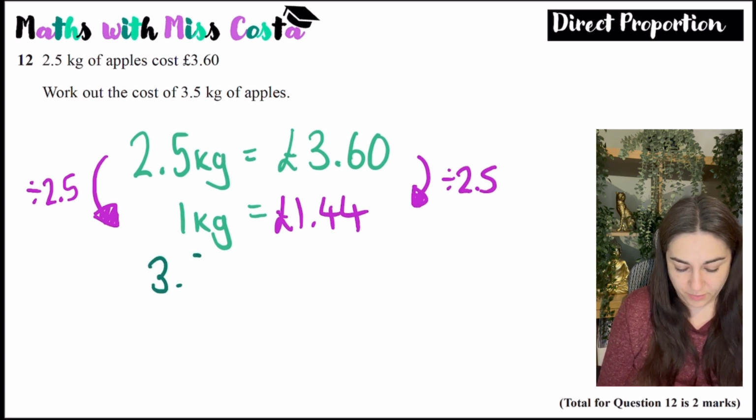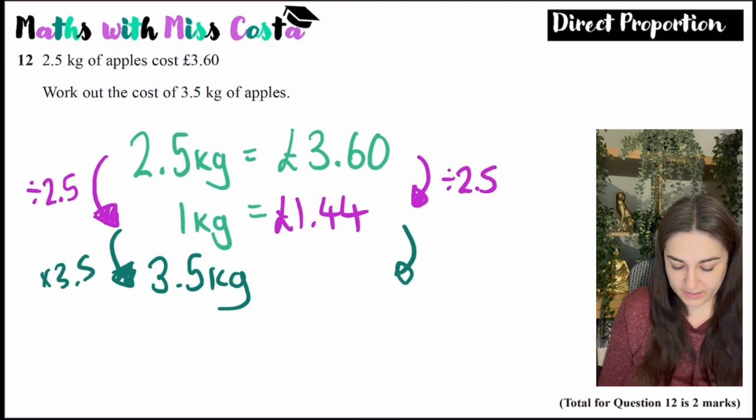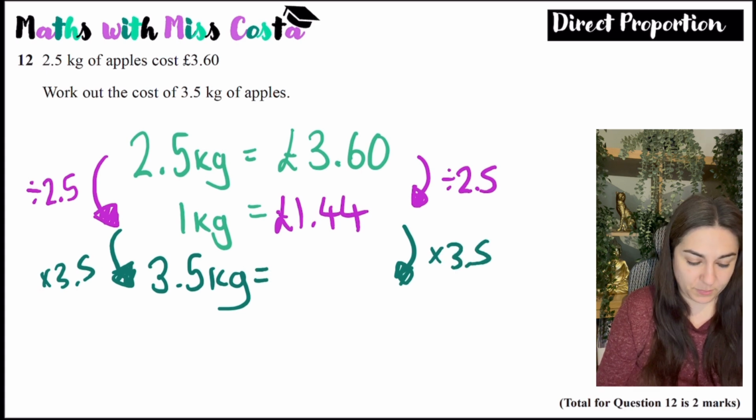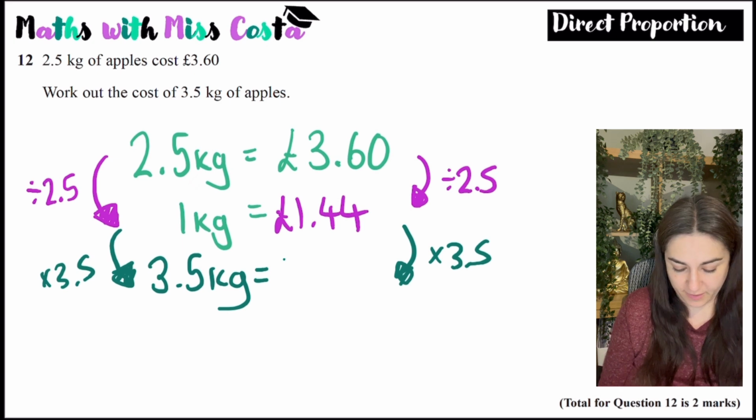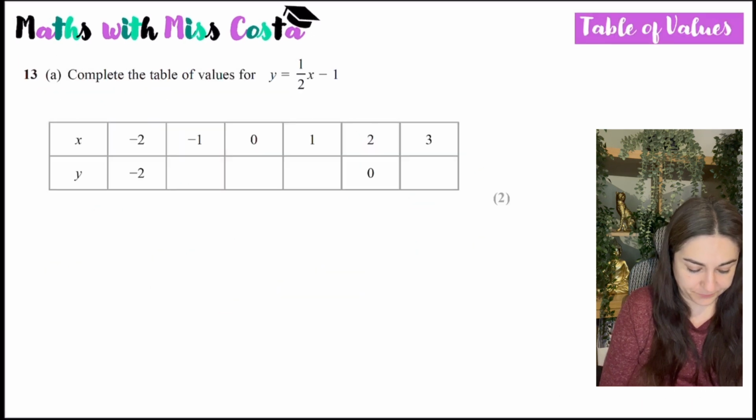I want to work out what 3.5 kilograms are. And how do I get from 1 to 3.5? I times by 3.5. So I'm going to do the same to this side to keep it in direct proportion. And £1.44 times by 3.5 gives me £5.04. So that's the cost of 3.5 kilograms.